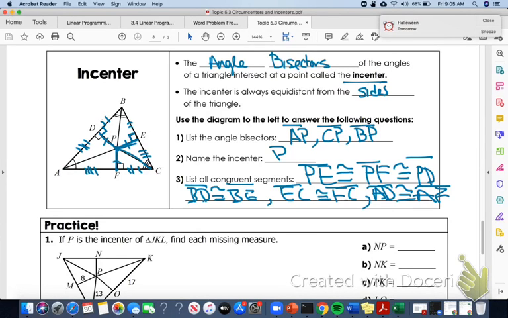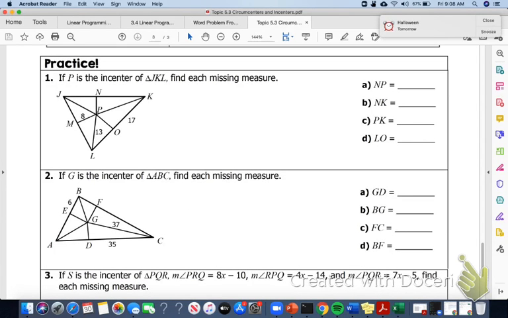So let's take a look at an example. Alright, so example 1. If P is the incenter of triangle JKL, find each measure. So first of all, I'm going to go through. Since P is the incenter, these are all perpendicular segments, and they are all congruent. Alright, so NP is 8, and I don't have to find PO.